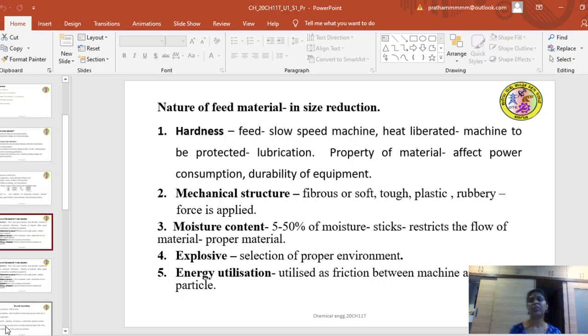The property of the material also has to be kept in mind because it affects the power consumption and also the durability of the equipment. Property in the sense of whether it is hard in nature, flexible, or rubbery in nature, all that will come into the picture.